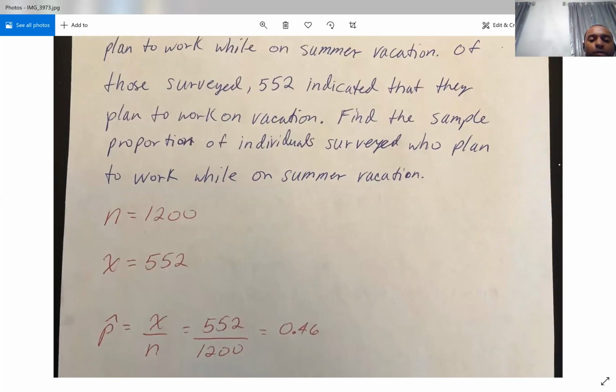So to find the sample proportion, you would just do X over N. P hat is X over N, 552 over 1,200, which divides out to give us 0.46. All right. Any problems with that?